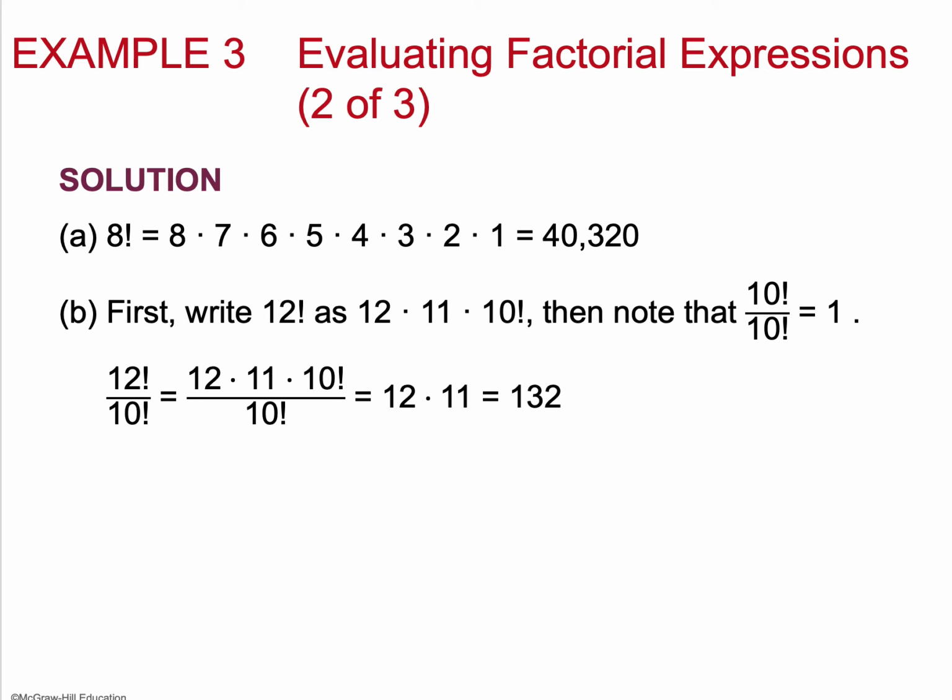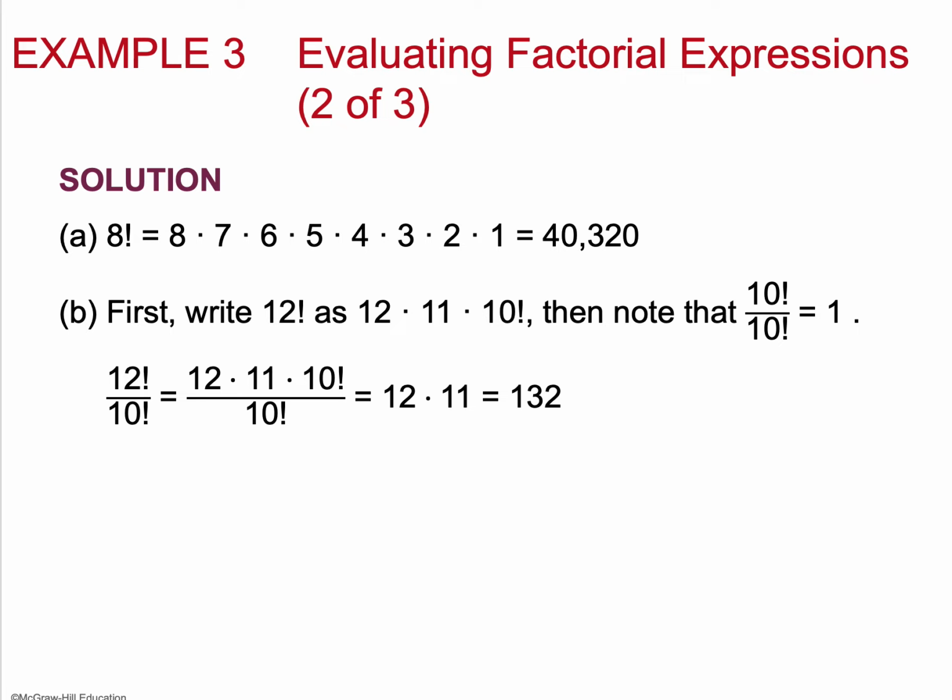So in the first one, if I want to evaluate 8 factorial, evaluate means actually find the number. So 8 factorial, I'm going to count backwards and then multiply those out, and that gives me 40,320. In part B, for 12 factorial, I'm going to count backwards and then multiply those out, and that would be what would give me the number.